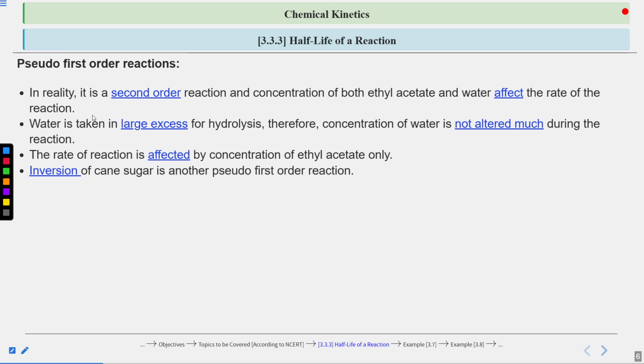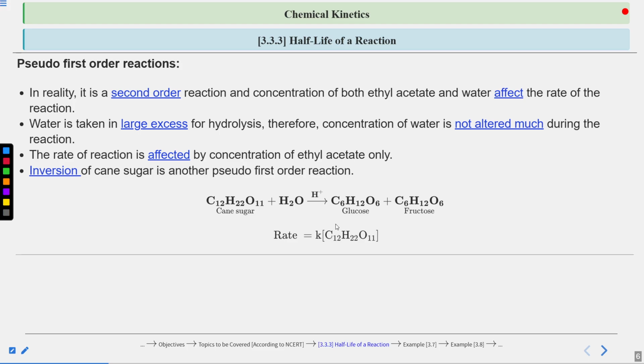Inversion of cane sugar is another example of a pseudo first order reaction. If you see the reaction, how it looks: C12H22O11 plus water molecules. So cane sugar hydrolyzes, and you are doing the inversion of this. This cane sugar structure will become the glucose structure and the fructose structure. Both have a similar molecular formula C6H12O6, but structurally they are different, glucose and fructose.